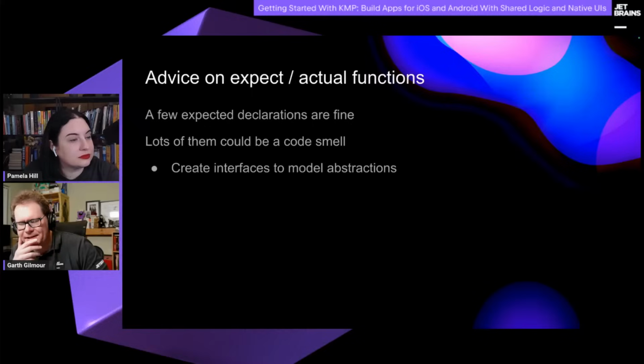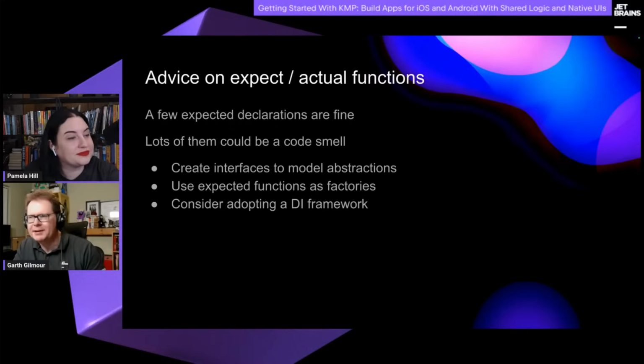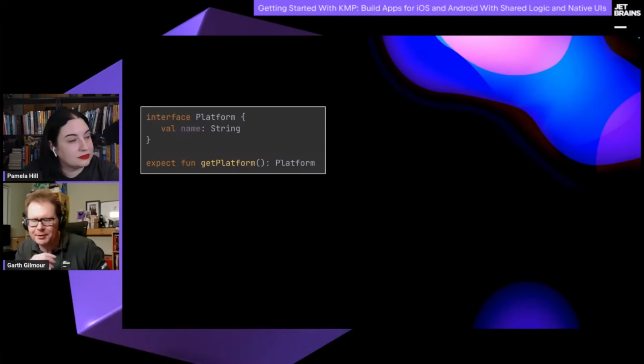So the good news is there's a very simple answer, which has practically always been with us in OO theory. And that's use an interface to model the abstraction, and then use your expected functions as factory functions. And if you end up with a lot of interfaces, it may be a good idea to adopt a dependency injection framework.